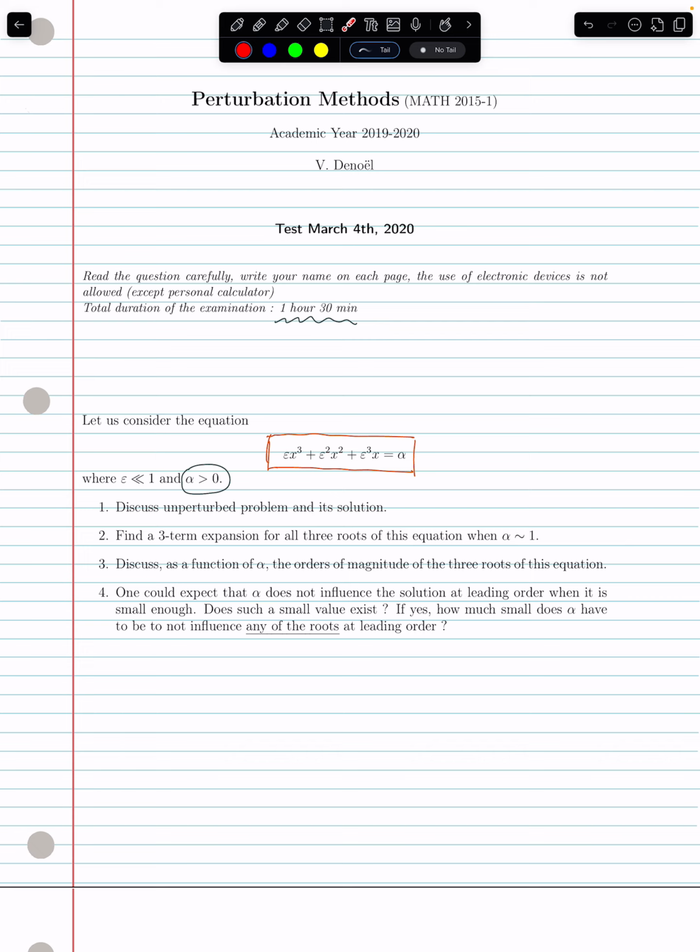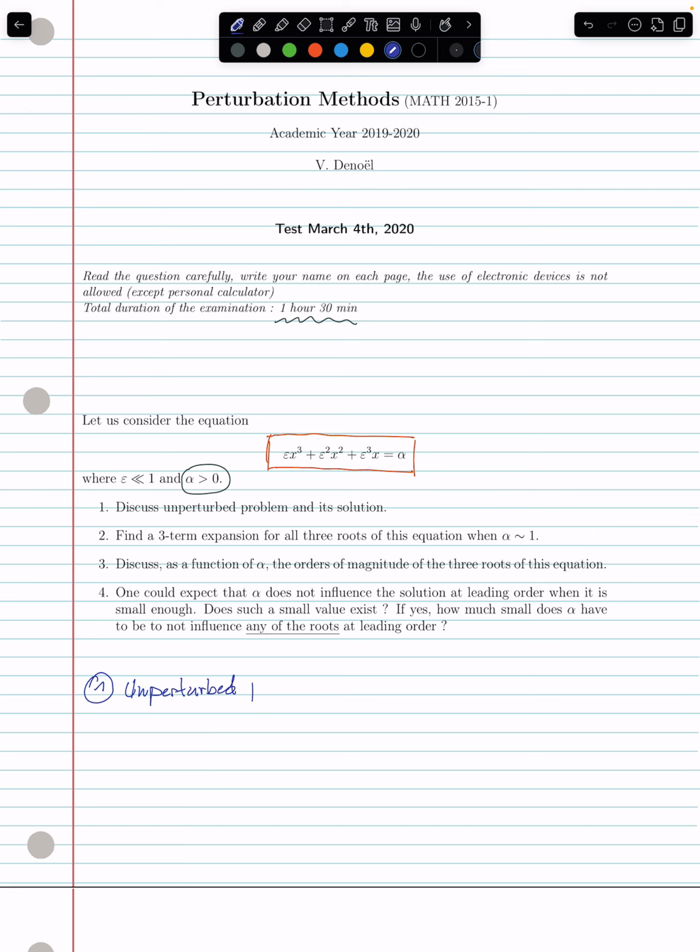So in fact, it just comes down to find the order of the magnitude of the roots, right? Something we used to do. And then question 4, we'll touch it a little bit later. So I suggest we first start by solving the first 3 questions. We'll come back to the statement a little bit later. All right, so 1 is very easy, unperturbed problem.